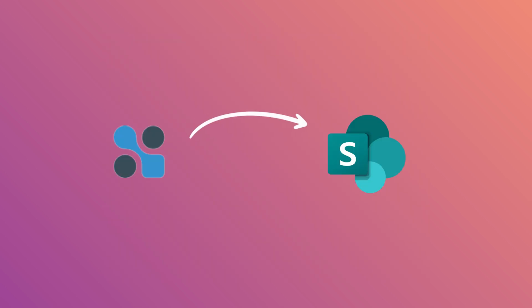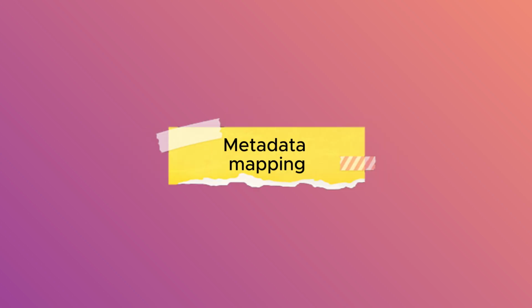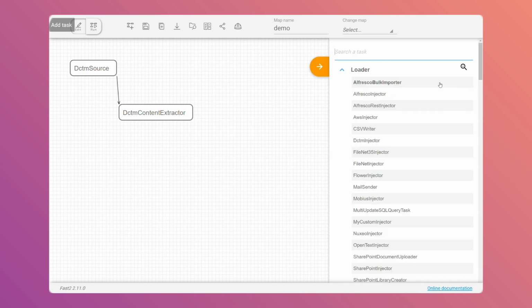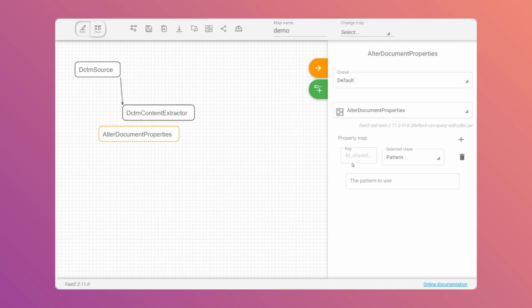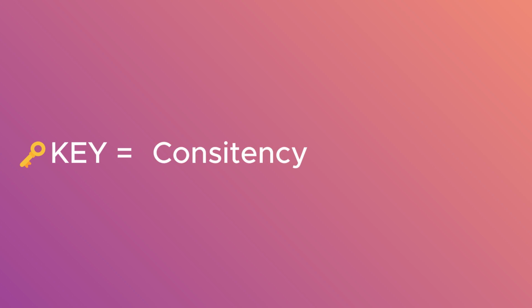Now, things get a bit more interesting. We know that we can't just upload the document directly to SharePoint. Different systems have different ways of handling data, and that's where metadata mapping comes in. We'll use the Alter Document Properties task to add a new metadata on the fly. For example, we map the document title from Documentum to a metadata field in SharePoint. This is key for maintaining consistency and traceability in the destination system.